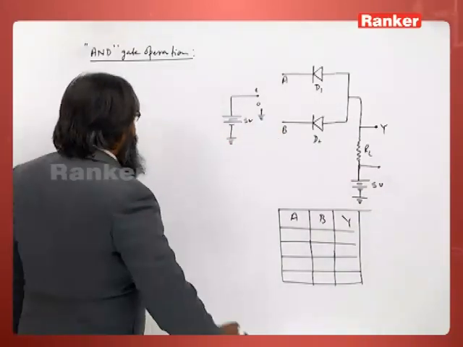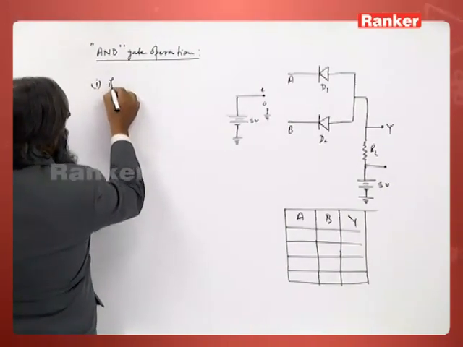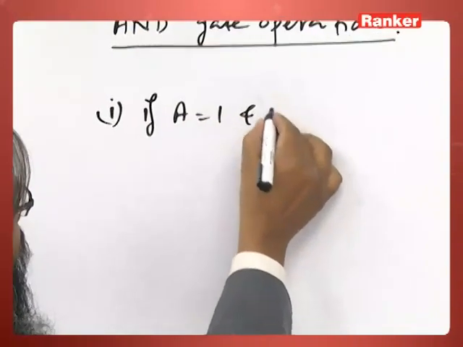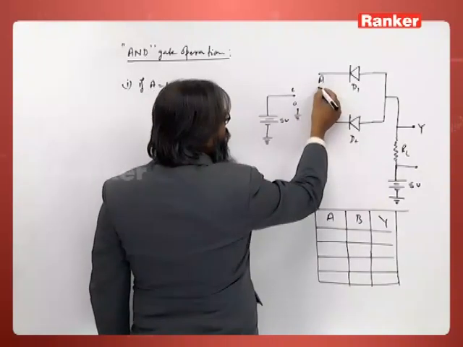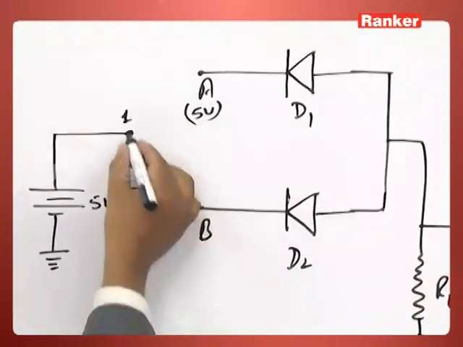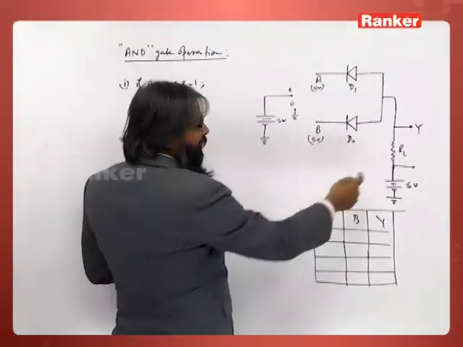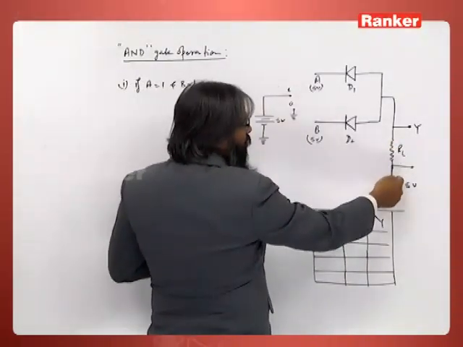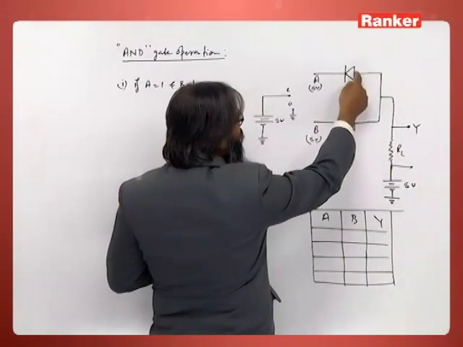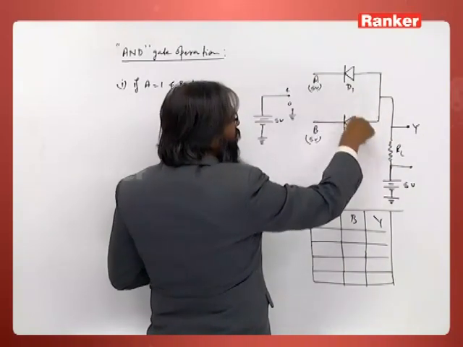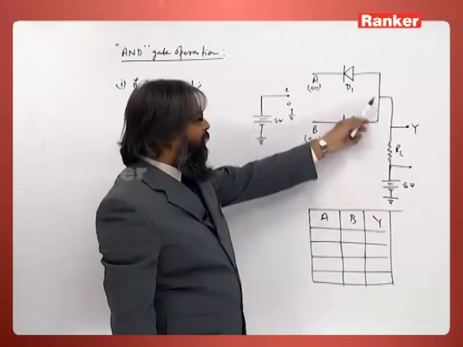So, now let us see one by one all the cases. First case is if A is equal to 1 and B is equal to 1. A is equal to 1 means it is connected to 5 volts, and B is also connected to 1, so it becomes 5 volts. Now, across the load resistor, you see 5 volts on this side and 5 volts on this side. So, there is no potential applied on D1 and D2. So, there is no current flowing in this wire.